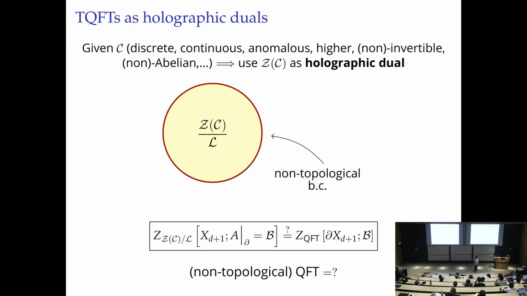And in this setup, I want to establish a full-fledged holographic duality, in which I want to equate the partition function of this TQFT in the slab with this non-topological boundary condition, where this calligraphic B is a boundary value of some gauge field, to the partition function of some dynamical QFT living on the boundary, and I want to determine which is this dynamical QFT. Okay, so is this step clear?